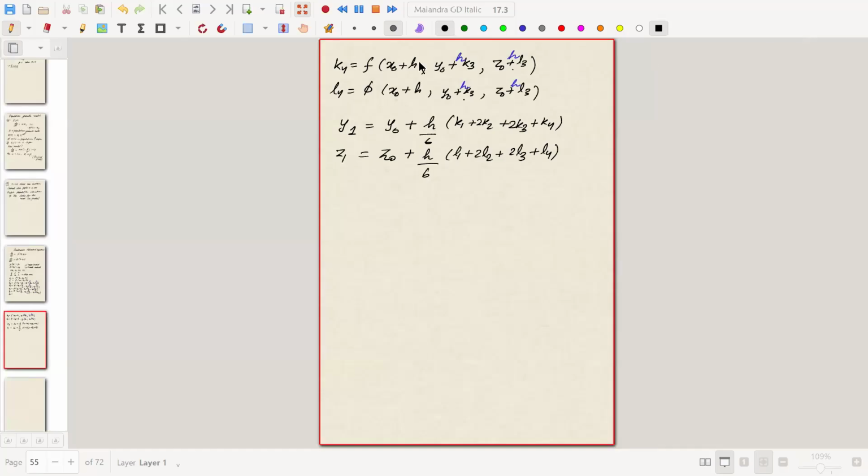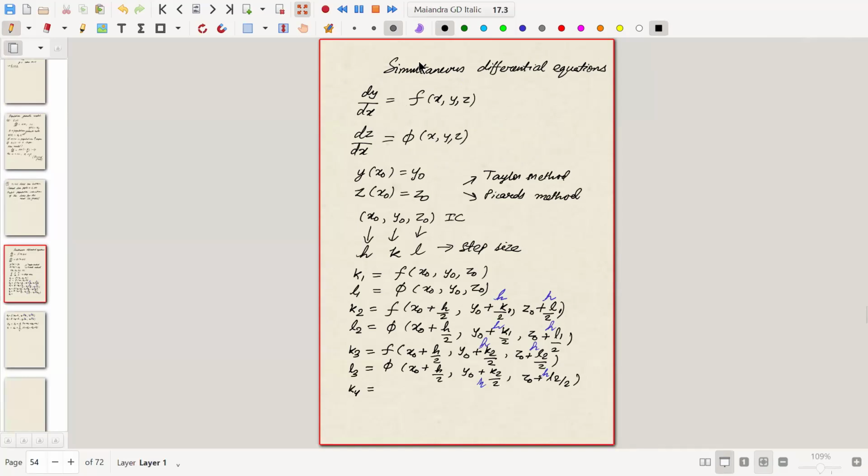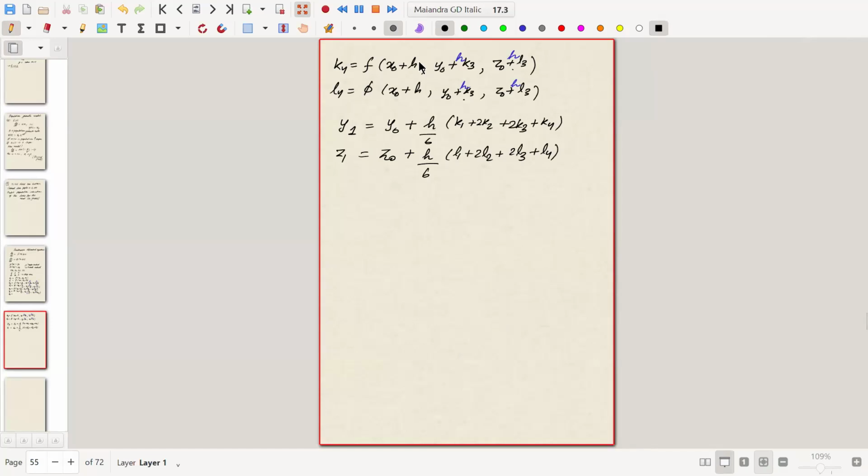Okay, so we have changed a few things here. As you can see, h was missing everywhere, so we have added h now in blue. And this is our final formula. You have to iterate this again and again to get y2, z2, y3, z3, and so on, till you reach your desired value, so y at your desired x or z at your desired x.